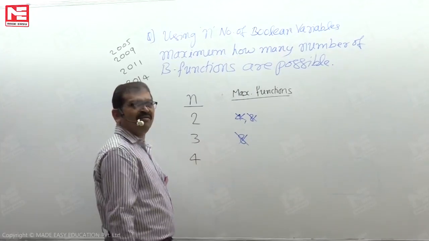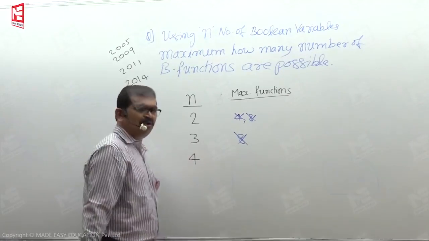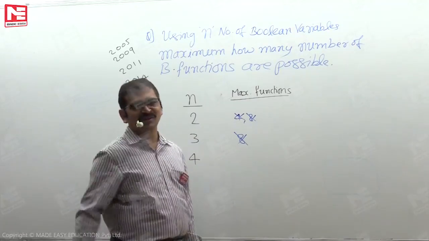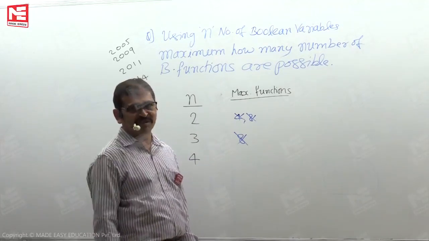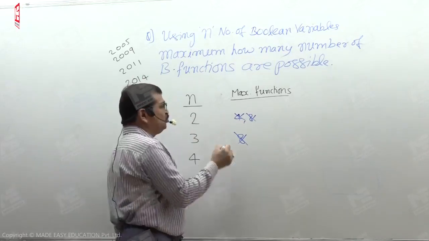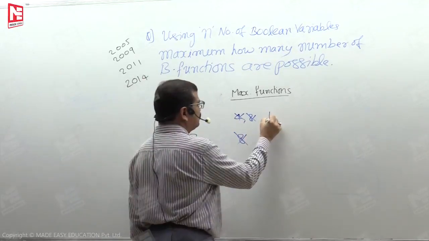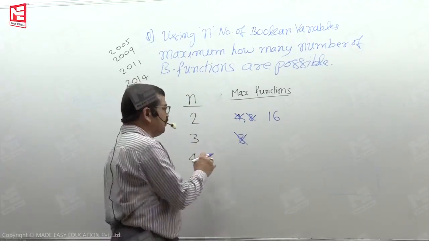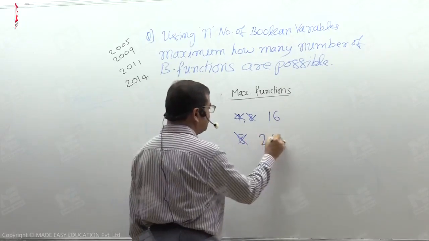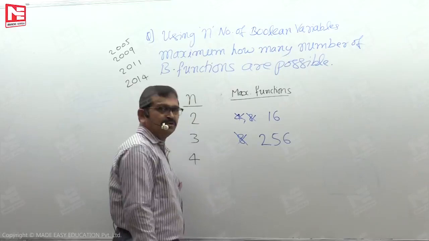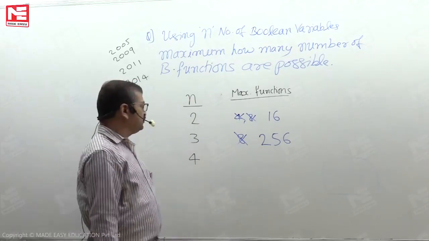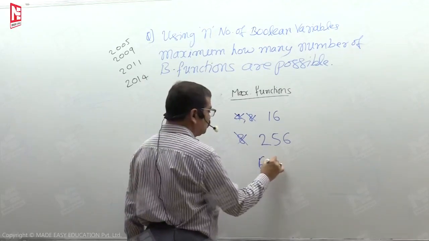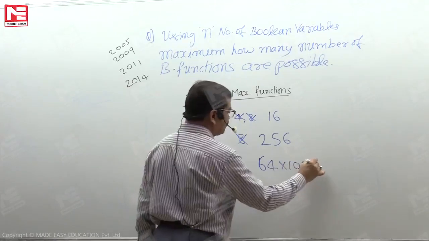If you try well with our mathematics knowledge here, no need of any electronics knowledge or digital electronics knowledge. Here basically we need the knowledge of mathematics. By using two Boolean variables, maximum 16 different functions are possible to develop. Similarly, by using three Boolean variables, maximum 256 Boolean functions are possible. By using four Boolean variables, maximum 64 into 1024 different Boolean functions are possible.